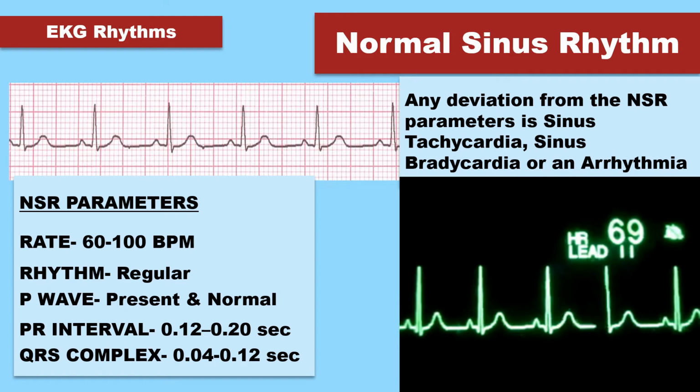So what are our normal parameters for normal sinus rhythm? Well, the rate is 60 to 100, the regularity is regular, the P waves are normal, PR intervals fall between 0.12 and 0.20 seconds, and QRS duration is 0.04 to 0.12 seconds. Remember, any deviation from above is sinus tachycardia, sinus bradycardia, or an arrhythmia.